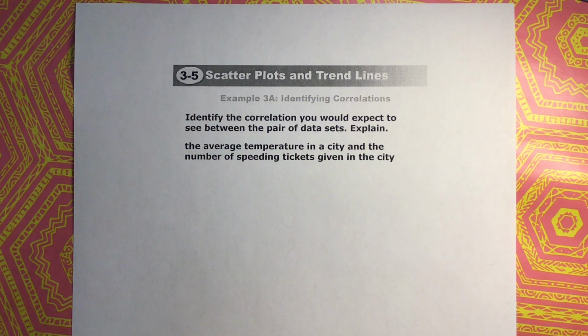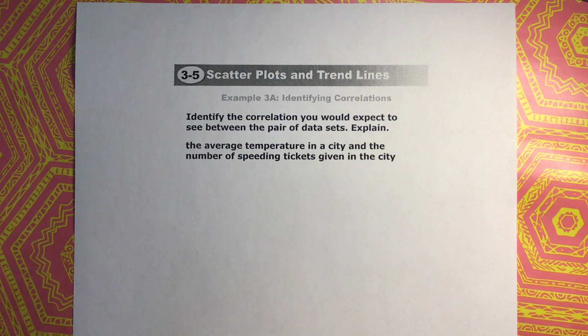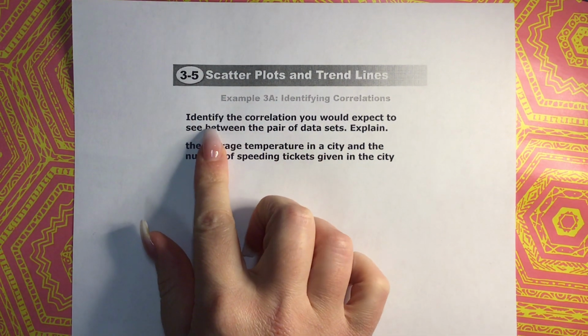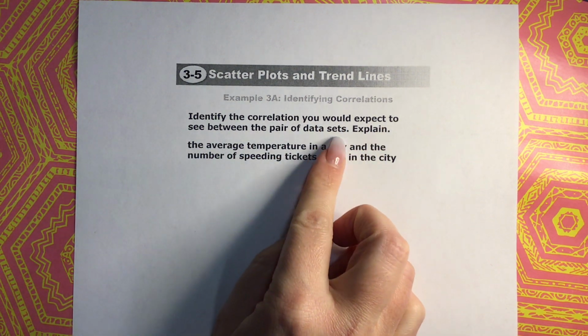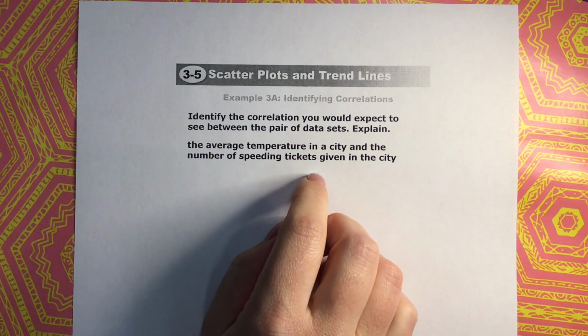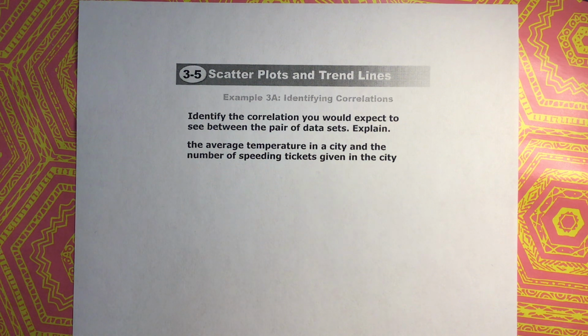Hello and welcome back. Let's get started talking about example 3, identifying correlations. So let's go ahead and identify the correlation you would expect to see between the pair of data sets. And remember, there's positive correlations, negative correlations, and then no correlations. And we talked about that in our previous example. Remember right here?